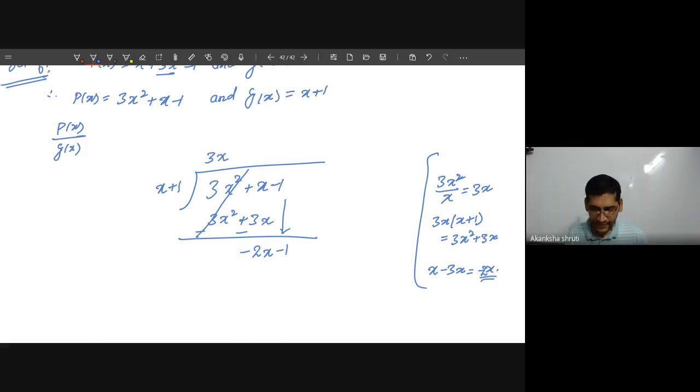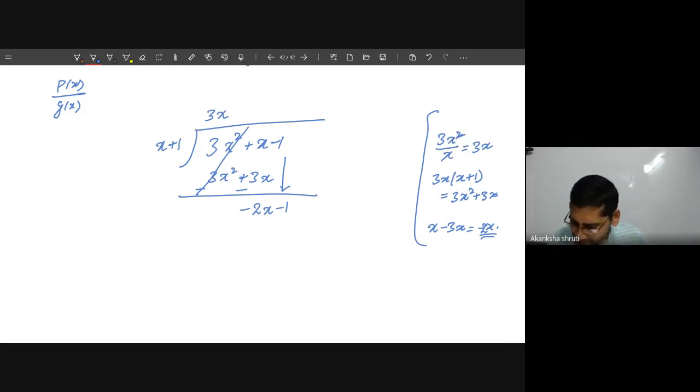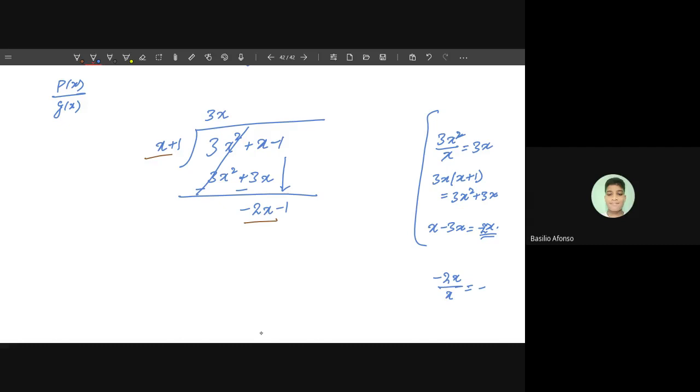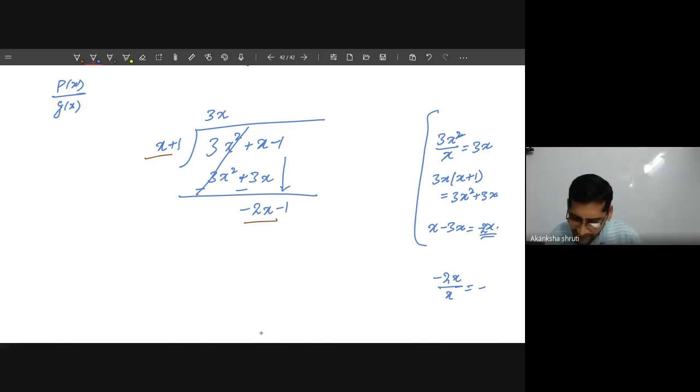In the next step, you have to try. What is that? The first term of this one, minus 2x, and here is x. So minus 2x divided by x we have to do. How much does it become? It becomes minus 2 only. So this minus 2 we have to write at the top.